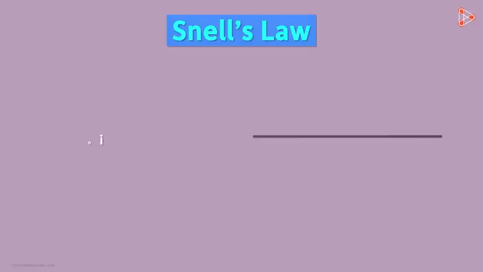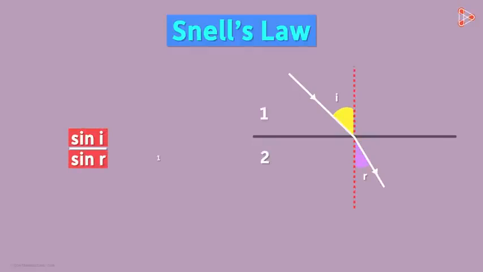In simple words, it tells us that the ratio of the sine of the angle of incidence to the sine of the angle of refraction is equal to the refractive index of the second medium with respect to the first medium. Now look at the term on the right. It is constant for light of a given color and for the given pair of media. This is the basic idea of Snell's law, and there are different ways in which we can understand it.